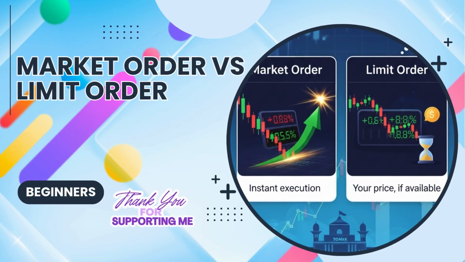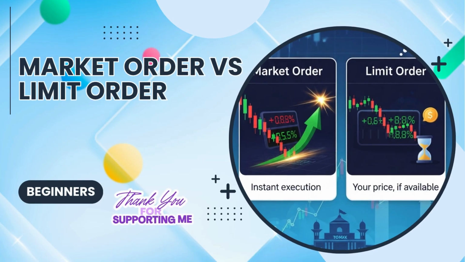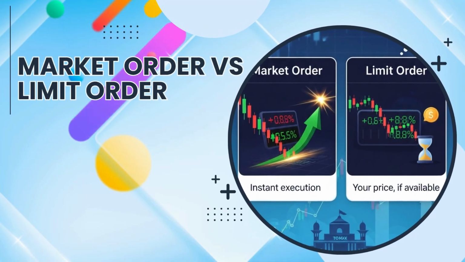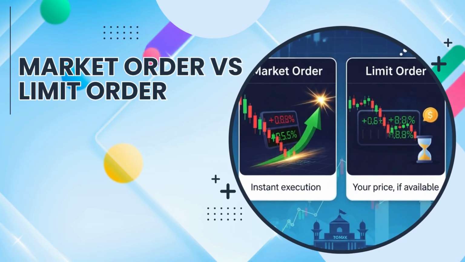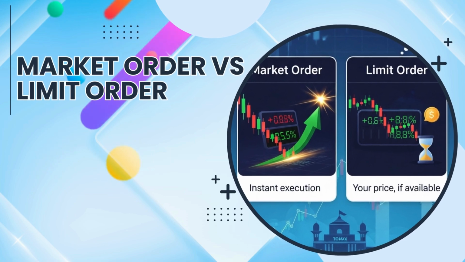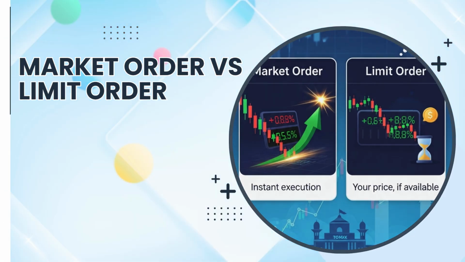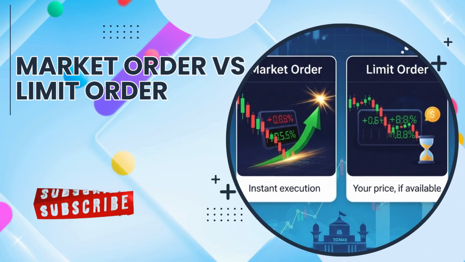When placing a trade, you can choose between a market order or a limit order. A market order executes immediately at the best available price, fast but unpredictable. A limit order lets you specify the exact price at which you want to buy or sell, giving more control but no guarantee it'll execute. For example, if a stock trades at Rs 150, you can place a limit order to buy only if it drops to Rs 145. Choosing the right type depends on your goal, speed or precision.